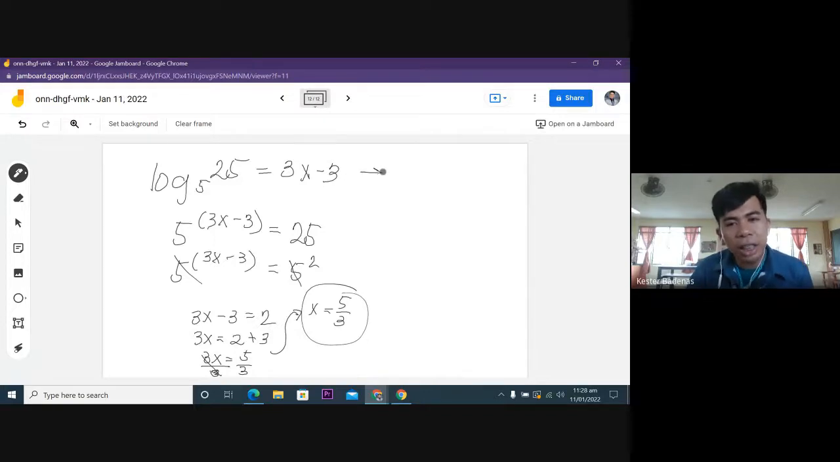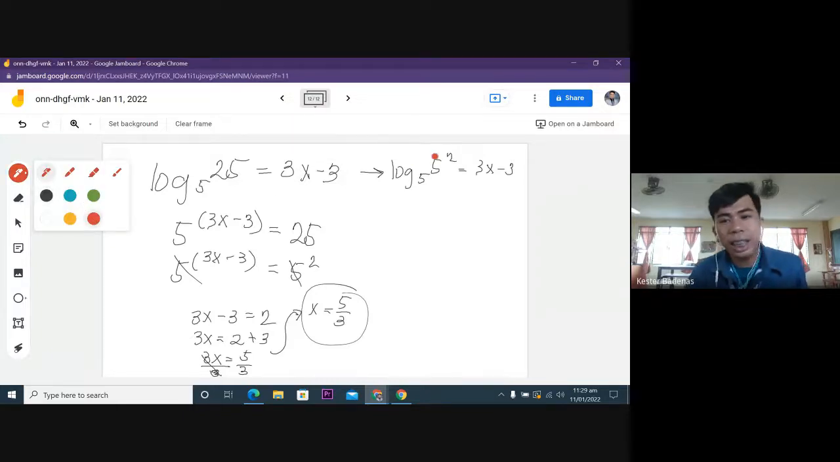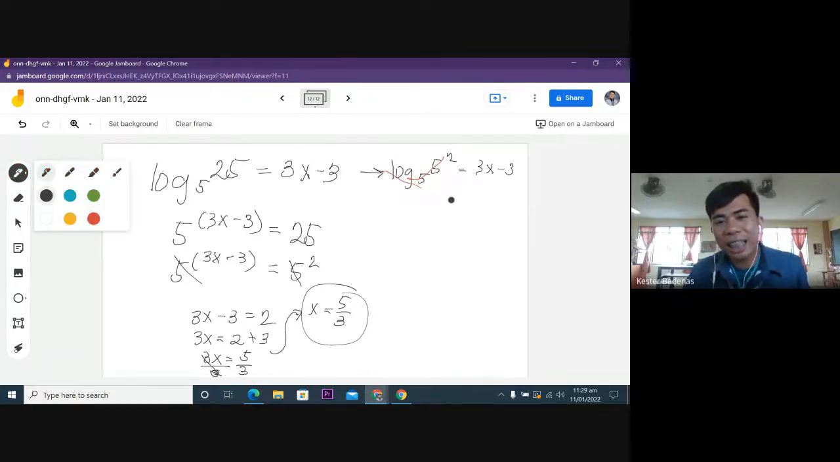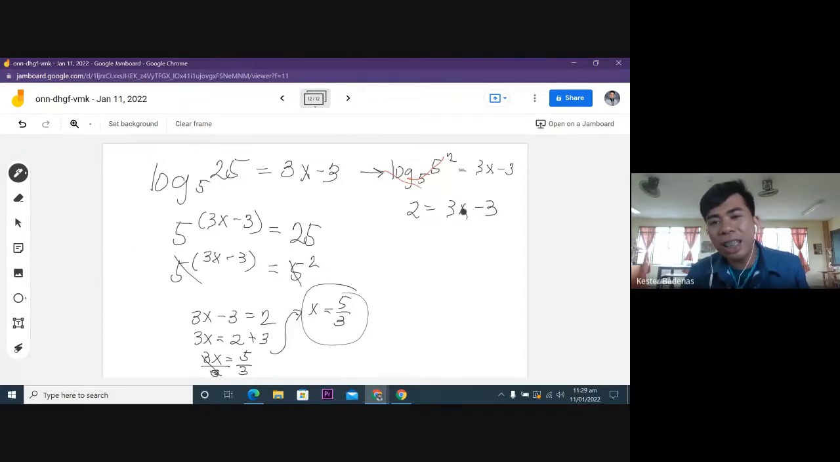Actually, class, pwede na ngayon dito din. Logarithm of 25. Direct natin 25, magiging 5 squared with a base 5 is equal to 3x minus 3. Using the property of logarithms, pwede nating i-cancel na to agad. Para tayong dumiretso dito. So, we have 2 is equal to 3x minus 3. Lipat sa 3. Magiging 2 plus 3 equals 3x. 5 equals 3x. Divide both sides by 3. Ayan. 5 thirds. Pareho lang.